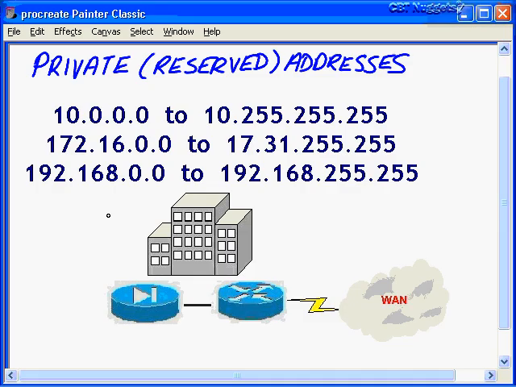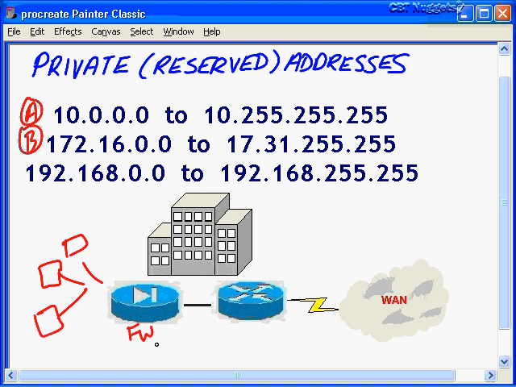What a lot of companies will do is they'll go ahead and use a private network somewhere in this Class A range or Class B range, and they'll actually assign IP addresses from this private reserved pool to the hosts inside their corporate network. And what happens is they have in place some type of firewall. This is a logical symbol for a firewall. And on that firewall, they're running some software called network address translation.